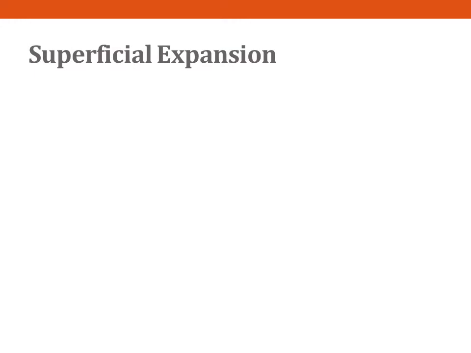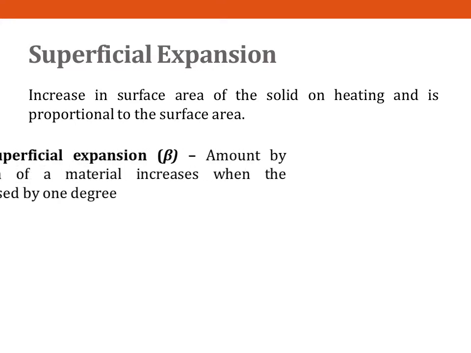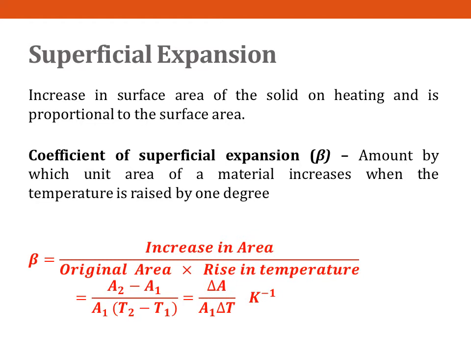The next type of thermal expansion is superficial expansion. It is defined as the increase in surface area of a solid on heating and is proportional to the surface area. It is measured in terms of the coefficient of superficial expansion, denoted by beta. This is defined as the amount by which unit area of a material increases when the temperature is raised by 1 degree. Mathematically, we write beta as the increase in area divided by the original area times the rise in temperature.